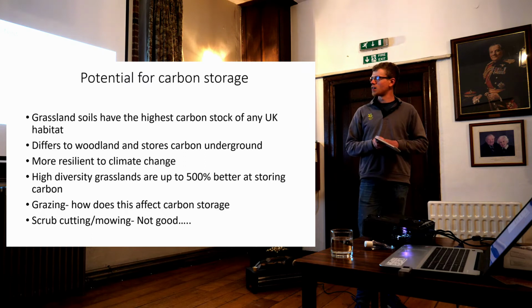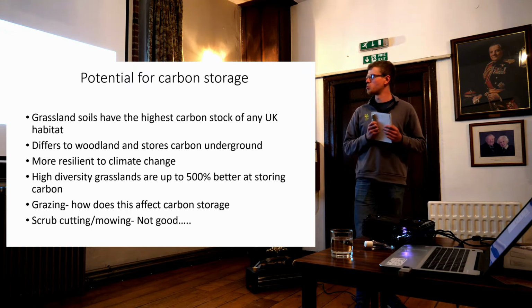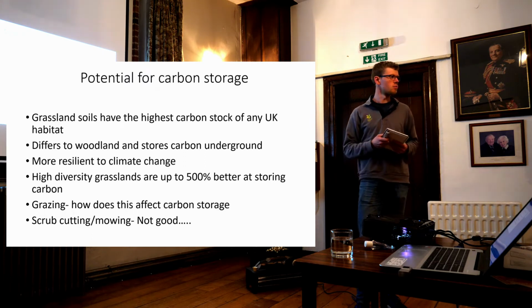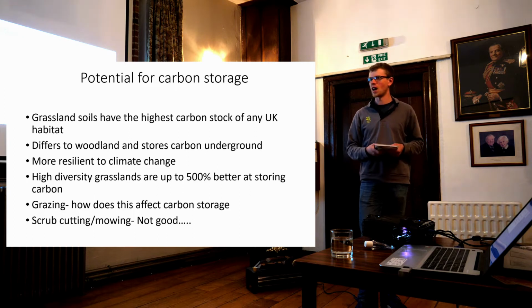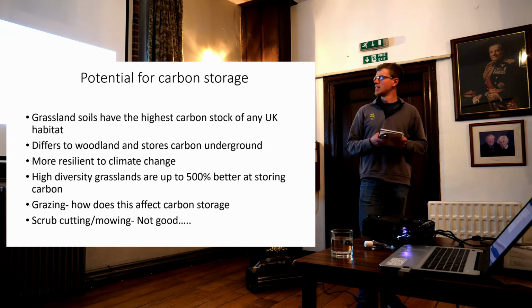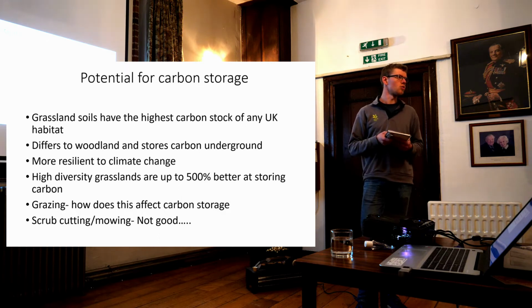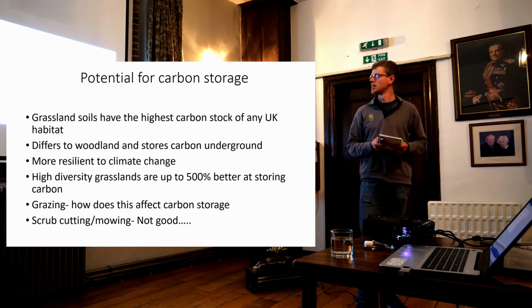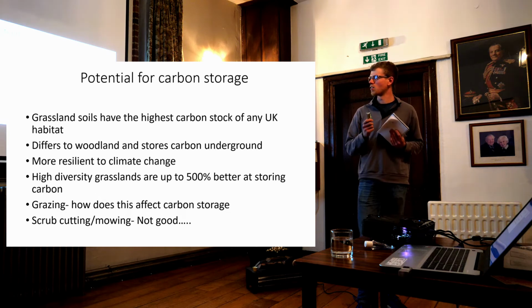So high diversity grasslands are up to 500% better at storing carbon. So sounds great, right? I mean, have some diversity, and especially with chalk grassland being incredibly diverse and having up to 40 species per square metre, we're looking at some pretty diverse grasslands on our doorstep.